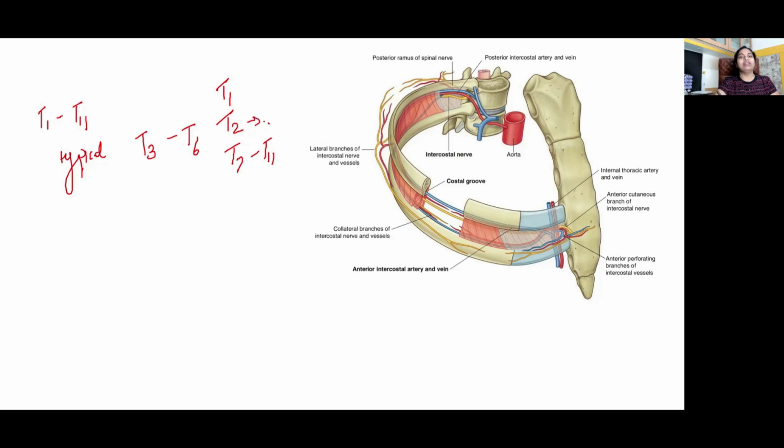T2 forms the intercostobrachial nerve that joins with the medial cutaneous nerve of arm to supply the posteromedial aspect of the axilla and the arm. T7 till T11, they are the thoraco-abdominal nerves which go on to supply the anterior abdominal wall, right?